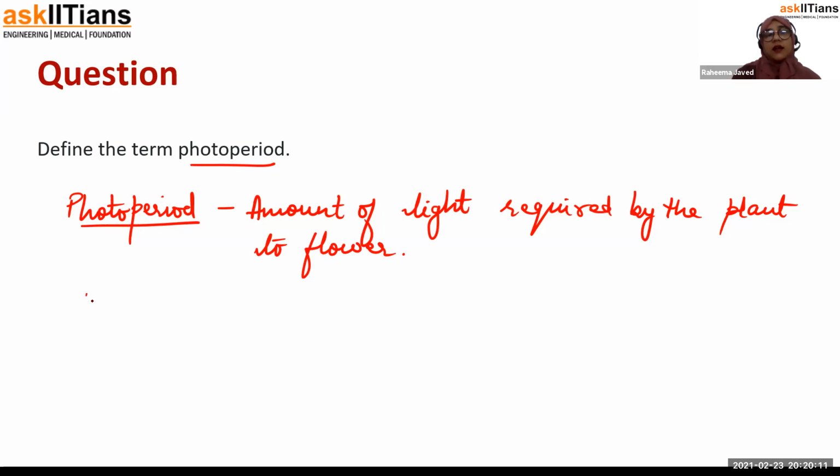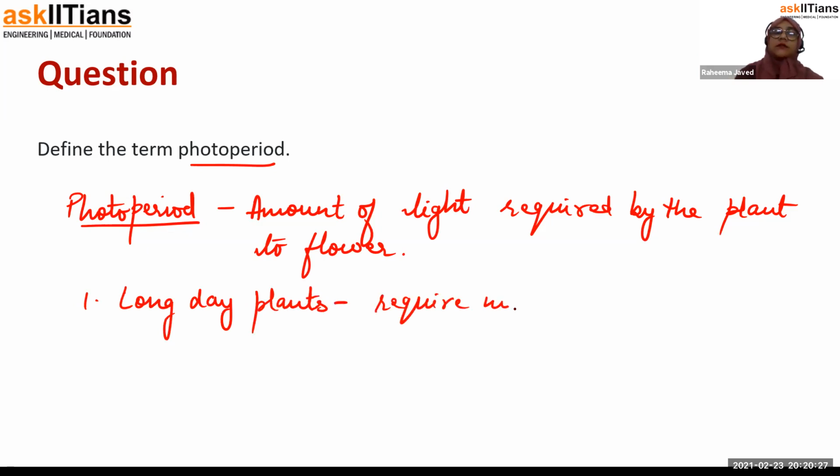So on the basis of the photoperiod requirement of the light, there are three types of plants. There are long day plants. They require more than 12 hours of light. There are short day plants.